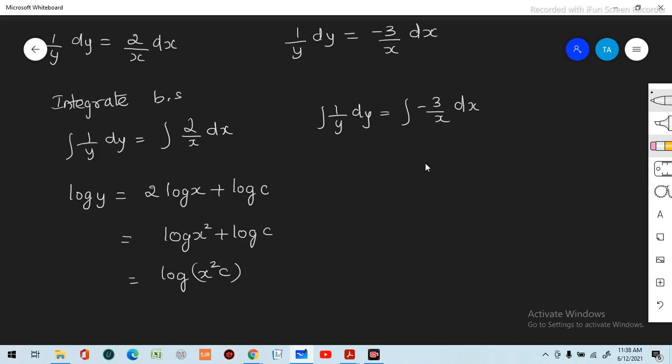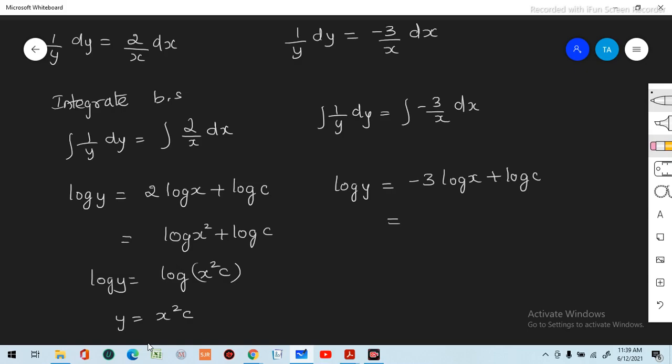Can I write like this? Yes, sir. Which property have we applied now? Log m plus log n is equal to log mn. That property we have applied. So on the left hand side I am remaining with log y as it is. Now log will get cancelled, I will get y is equal to x square c. For the other one, I will get log y is equal to minus 3, which is constant, integration of 1 by x is log x, plus log c.